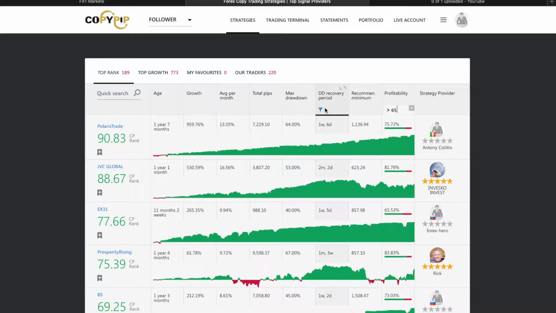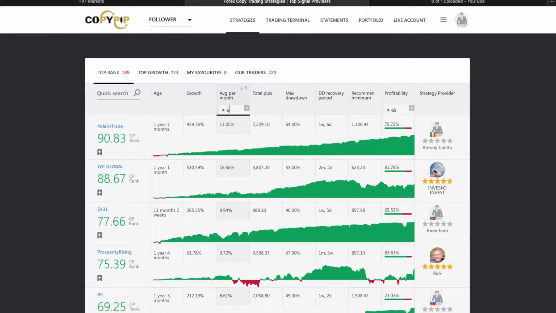So I leave that section. And DD recovery means the drawdown recovery. It means how much time it took for a trader to recover from that drawdown, which for this particular trader is 1 week and 6 days. Total pips basically is showing you, for me, the activity of this trader. The more pips means the more activity. Average per month is a good section that we can filter.